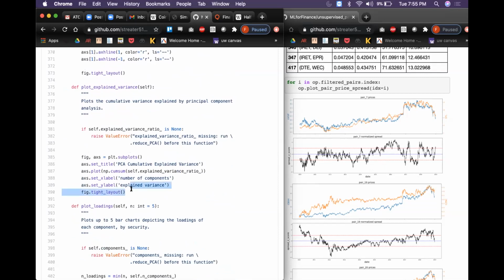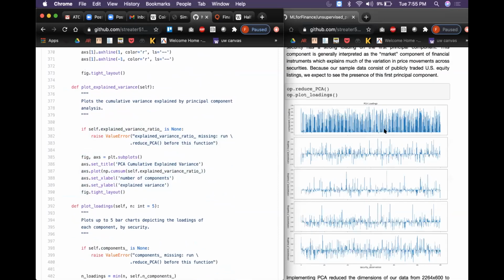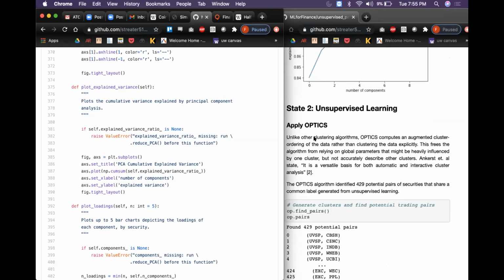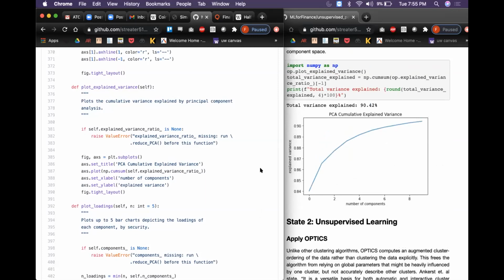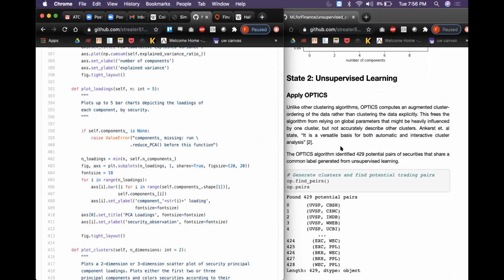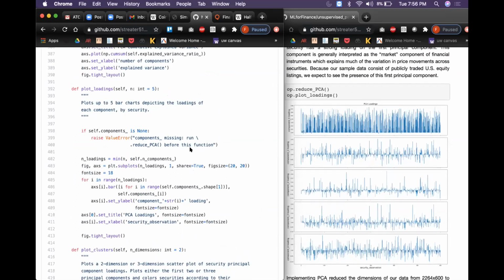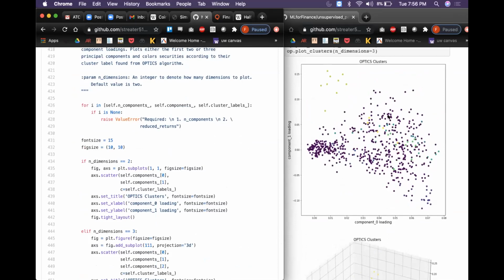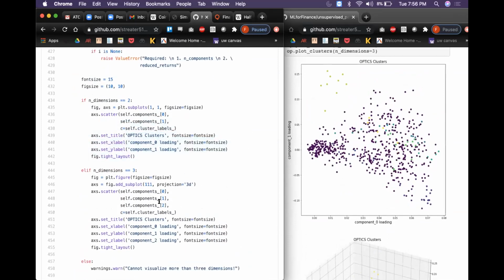And then this plot explain variance is plotting these scatter plots. So we're just summing the percent of explained variance of each of the principal components, plotting it on a 2D plot right here, and then setting the title and everything. And then plotting loadings is just plotting this right here. It loops through each of the loadings for each of the securities, and then plots them on the axis. And then this plot clusters is how I got these right here for the 2-dimension and the 3-dimension case.